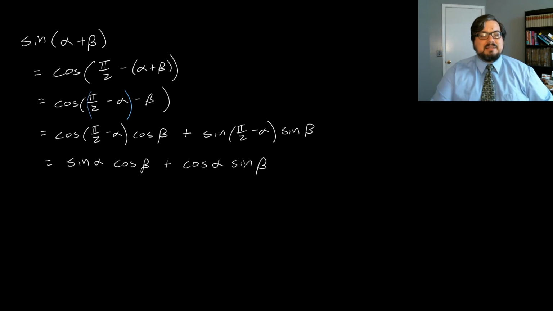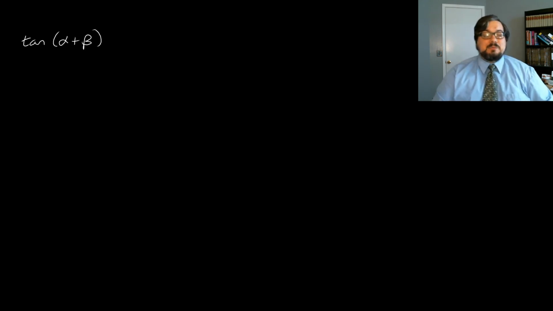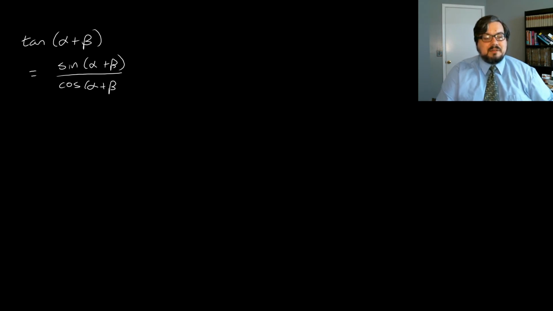Let's look at tangent now. A standard thing that we do when we're looking at tangent and trying to work with it is that we express it in terms of sine and cosine, and that's what we can do here. So we know that tangent of anything is equal to sine of that thing over cosine of that thing. Tangent of alpha plus beta is sine of alpha plus beta over cosine of alpha plus beta. And we know what each of these expressions are in terms of just sine and cosine of alpha and beta.